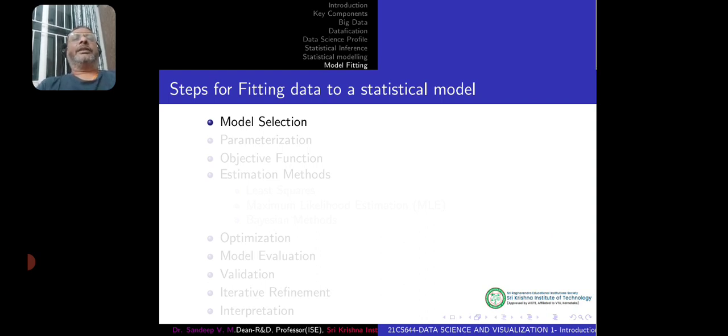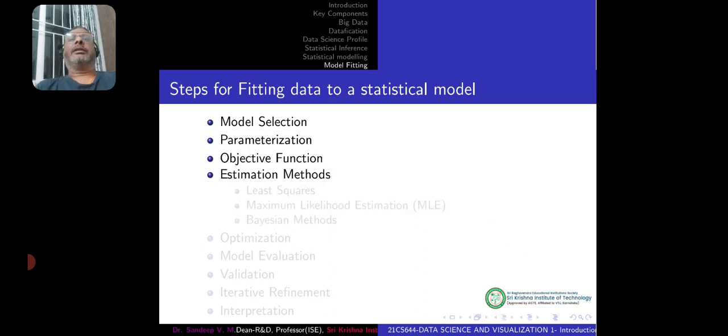So, the steps for fitting the data to the statistical model. First thing is to define the model. So, assume what type of distribution the data may have, then decide what parameters are required to define this model, and then define the objective function. Here the objective function is something to do with finding the error between what is assumed and what is observed. If the assumed is the same as the observed, then the error will be minimum, and if the assumed is different from the observed, there will be an error. So the whole objective of fitting data is to ensure that the error is minimized.